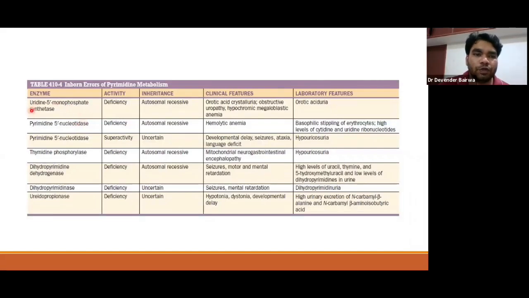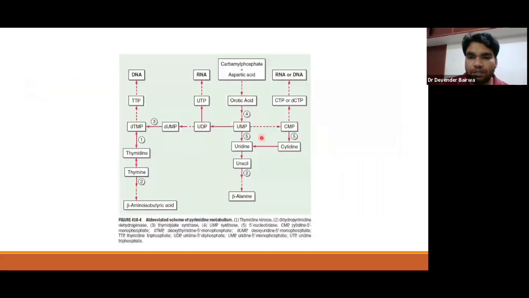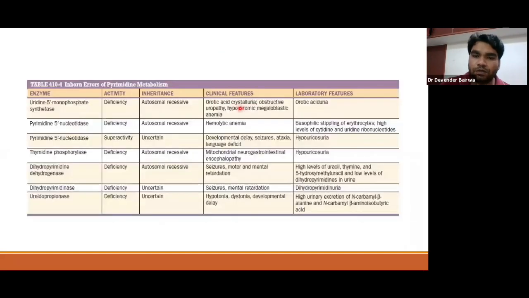So if you see this uridine 5' monophosphate synthesis deficiency, it actually leads to orotic aciduria. So this UMP synthase enzyme is there, this enzyme 4 is there. So once this enzyme is not there, then UMP will not form, and orotic acid will accumulate. So this orotic acid will appear in your urine. So that's how the name has come, orotic aciduria.